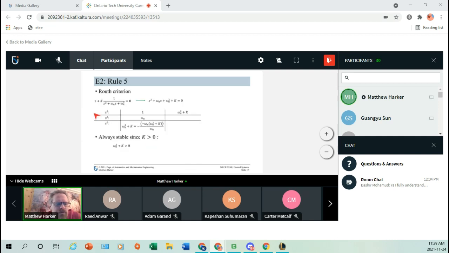Good. Rule 5 for our proportional control. Again, we end up with a quadratic equation. So we basically find the numerator of this thing here. We have that quadratic equation. We fill in our Routh table. Of course, we can do it formally here.